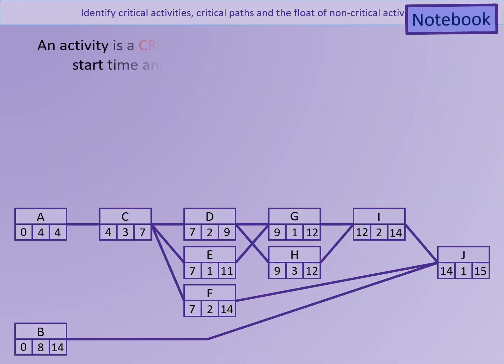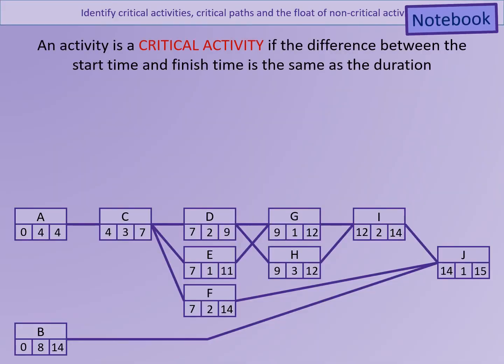So in an activity network, a critical activity is an activity where the difference between the start time and the finish time is the exact same as the duration of the activity. In other words, there is no wiggle room. It has to start and finish at those stated times.